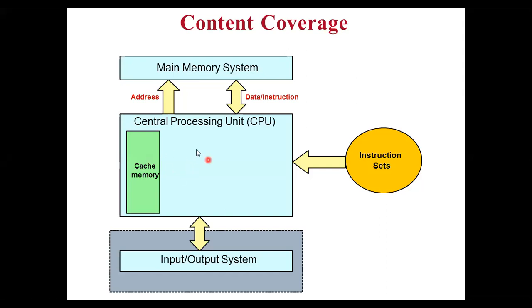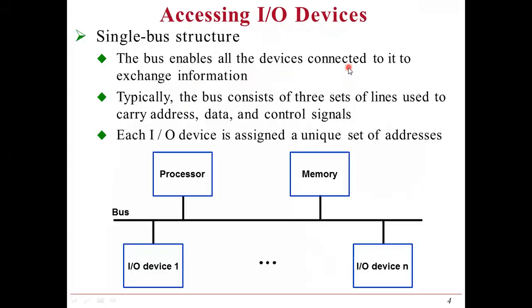Execution will be done in the processor. The output will be obtained, and that output will be given to the output system. Actually, this is the procedure we are following in the computer. See the first one, accessing I/O devices. Here, I/O devices means input-output devices.